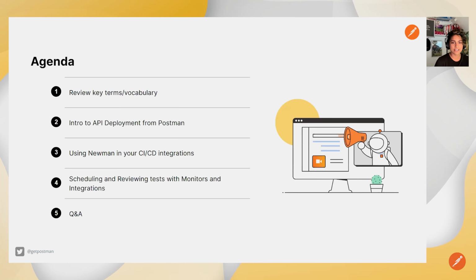Here is the rundown for today's API Lifecycle Part 2. We'll be using some language that might be unfamiliar to some folks, so we thought we'd introduce those folks to these key terms. Then we'll show you all what API deployment looks like from Postman. We'll then use Newman in a CI/CD integration. Finally, we'll schedule and review tests with monitors and their connected integrations. Of course, we'll try to make some time to address questions shared in the Q&A box as well.